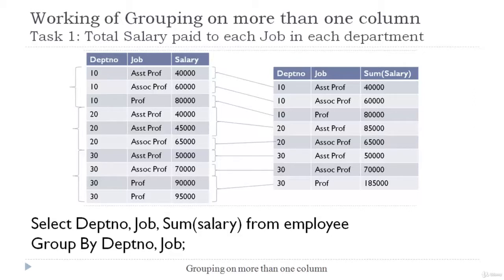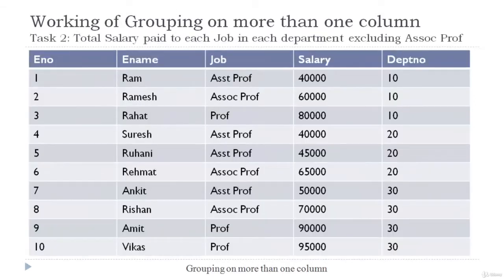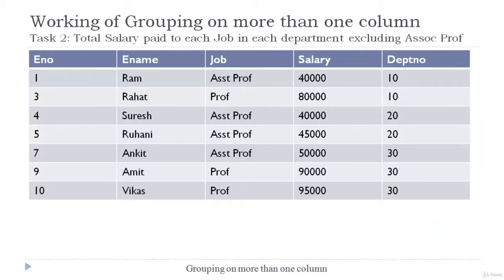It means that first grouping is performed on department number, and then within each department number, grouping is performed on the job field. Let us consider the next task: to display total salary for each job in each department, excluding the records of associate professor. In this case, the first step will be to exclude the records of associate professors as shown in this database. And for this, we have to use the where clause of the select statement. After exclusion of these records, grouping will be performed on the department number field, and then within each department number, grouping is performed on the job field, as in the previous case.